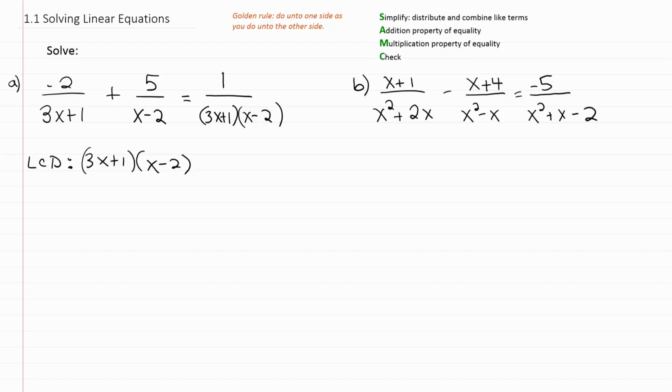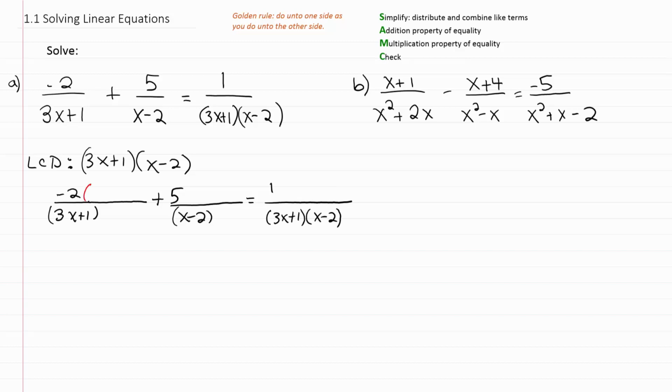So I'm simply going to rewrite the equation and put the LCD in the numerator of each fraction. I'm going to leave a little space in each numerator so I can put the LCD in there. And here goes the LCD: 3x plus 1, x minus 2, 3x plus 1, x minus 2, and finally 3x plus 1 and x minus 2.